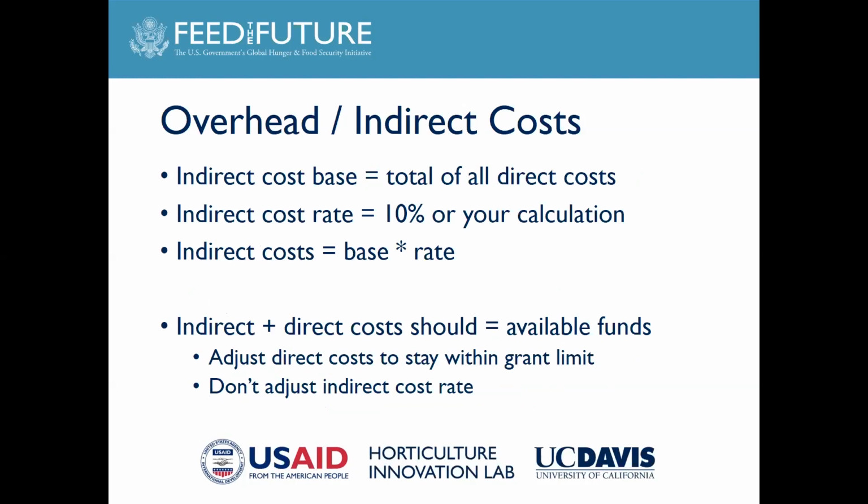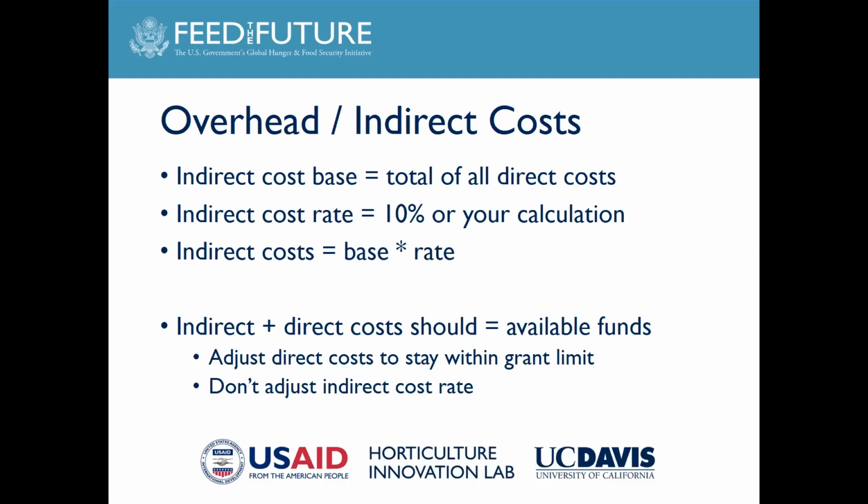So how do you include it in your grant request? The overhead or indirect is not added to your total request. So it's a bit of a moving target. So indirect cost base, that means all of your direct costs. So all of the project expenses that you're requesting money for from the grant. So that's called your indirect cost base. Your indirect cost rate, it could be 10% or whatever you calculate. And so to get your indirect cost, you want to multiply the base times the rate.